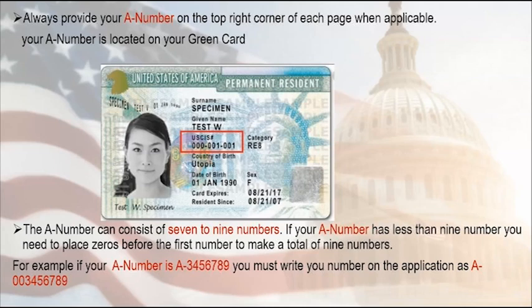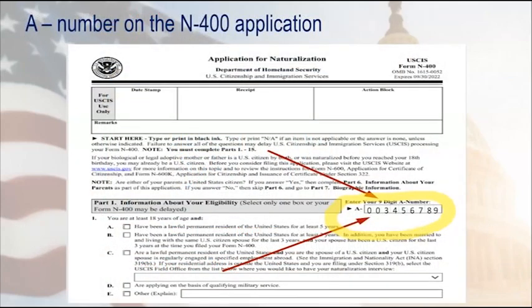If your A number has less than 9 numbers, you need to add zeros before the first number to make a total of 9 numbers. For example, if your A number is A3456789, you see we're missing a couple of numbers to make it to 9 numbers. So you must write your number on the application as A00345678. That makes a total of 9 numbers. This is how you must fill out your application to become a United States citizen.